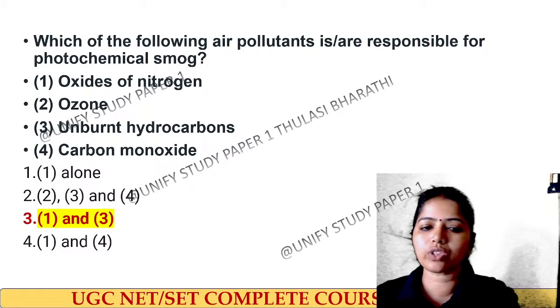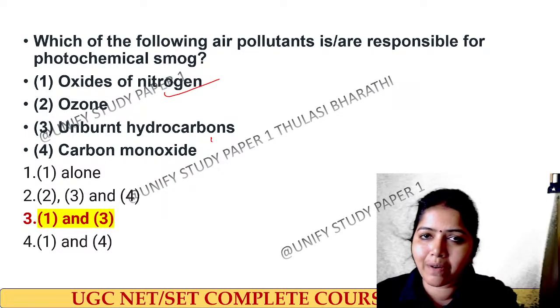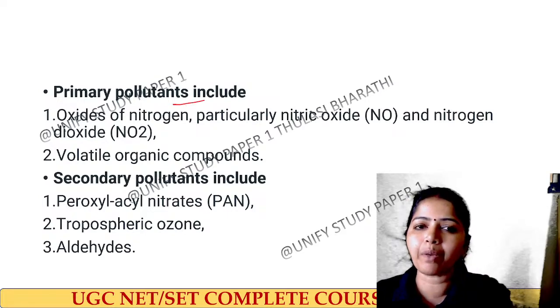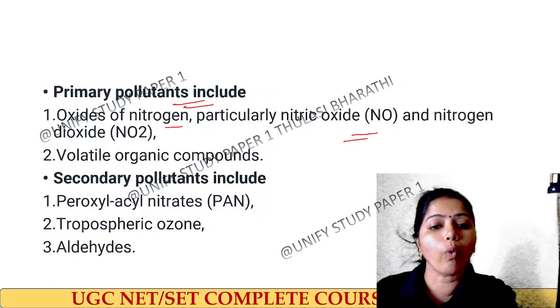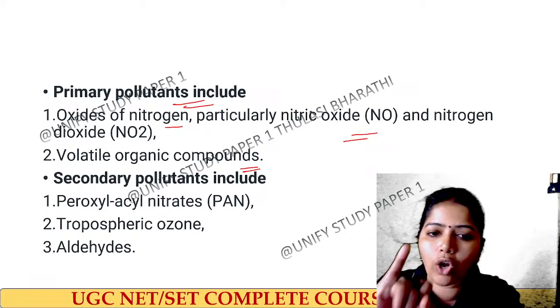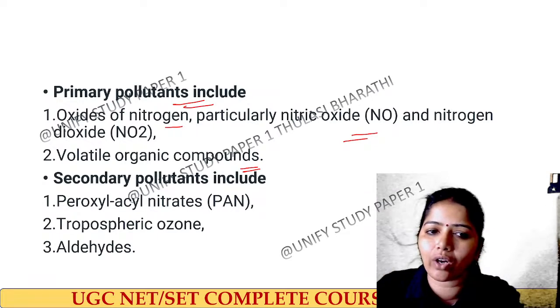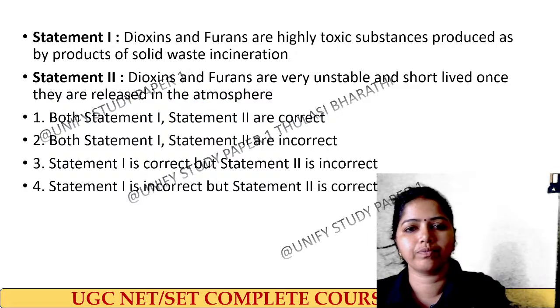Here, the right answer for this question is options 1 and 3: oxides of nitrogen and unburnt hydrocarbons. Right, very good. These are the primary pollutants, which include oxides of nitrogen, particularly NO and NO2, and volatile organic compounds. The secondary pollutants are PAN, peroxyacetyl nitrates, tropospheric ozone, and aldehydes, formaldehydes and all. Very good. Note it down. Next question.